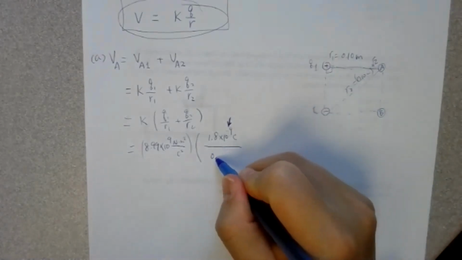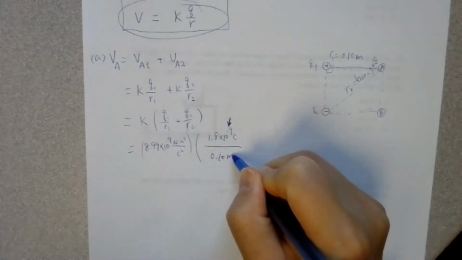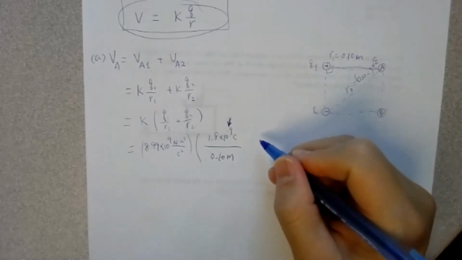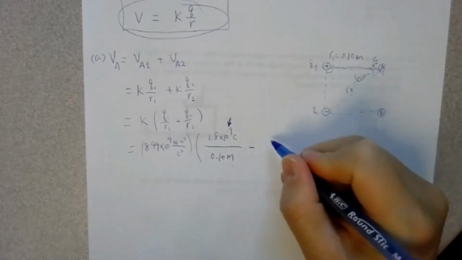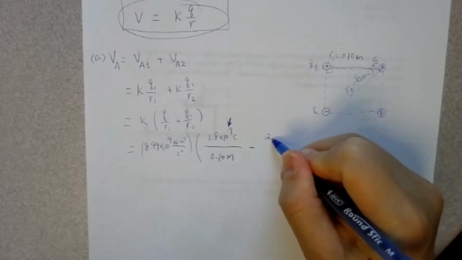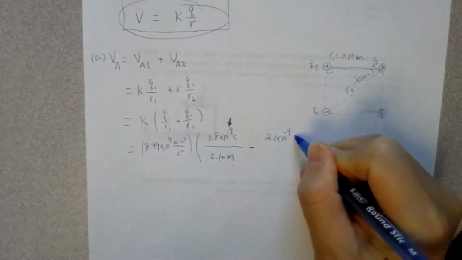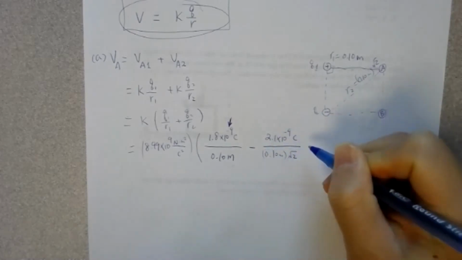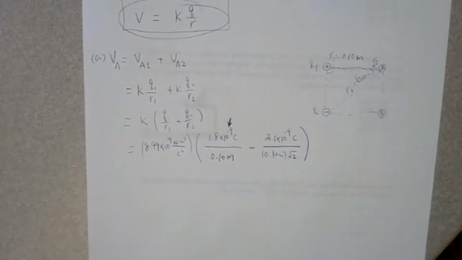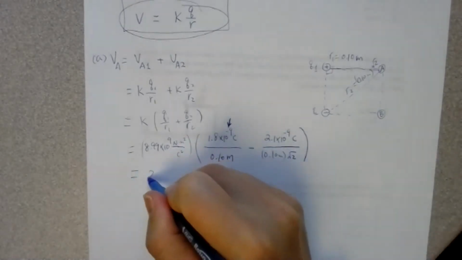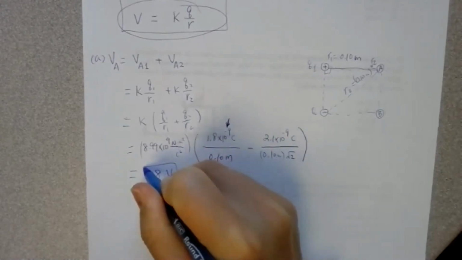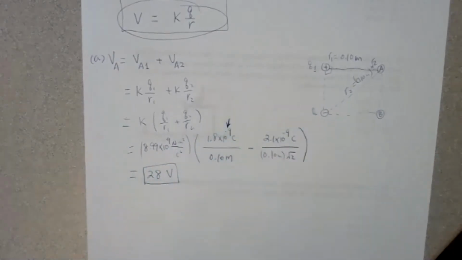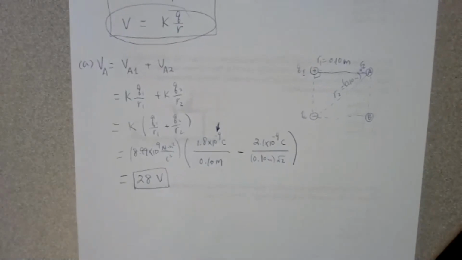So this is Q1 divided by R1, 0.10 meters. And Q2 is negative, so you put the negative sign here: negative 2.1 nanocoulombs, times 10 to the negative 9 again, over 0.1 meters times the square root of 2. If you plug everything into the calculator, this will be about 28 volts. The SI unit for potential is the volt.